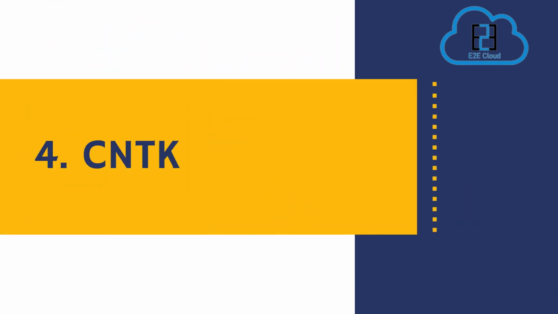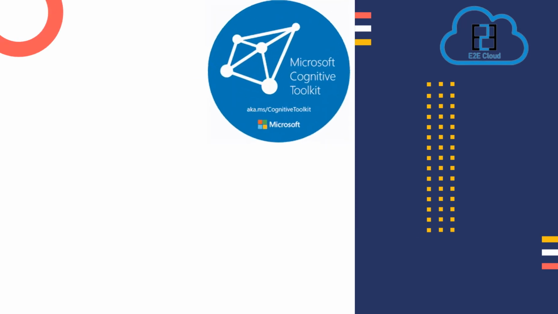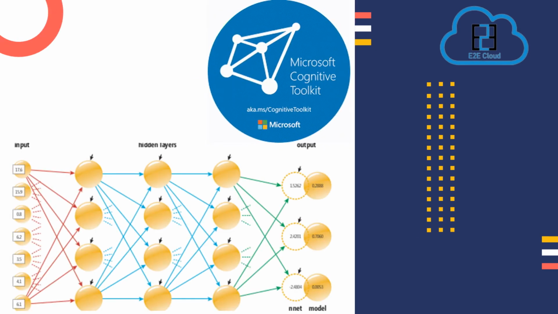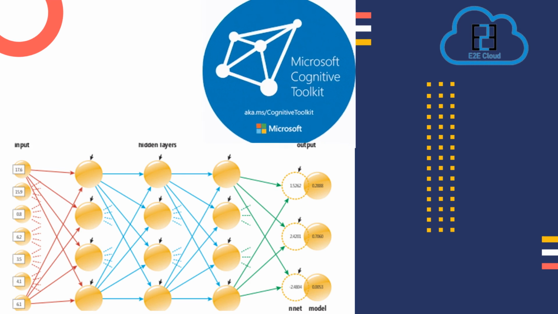Number 4. CNTK. Microsoft-owned CNTK is used to describe neural networks as a sequence of computational steps in the form of directed graphs. It is an open-source ML framework designed with algorithms in the C++ programming language and production readers.